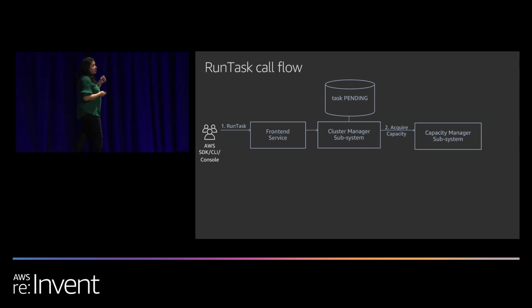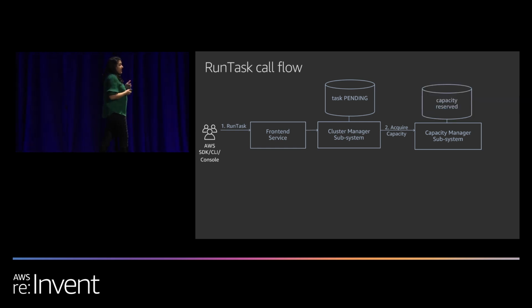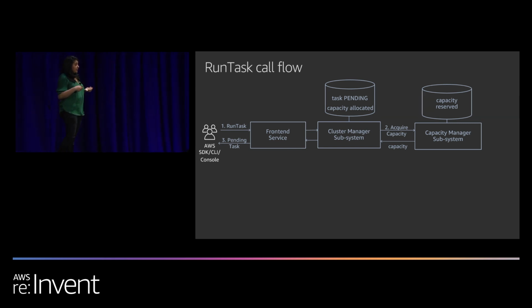The capacity manager service will inspect the pool of instances that are available, pick a specific instance, record that instance as now being reserved for this task so we don't have other requests that end up on that same instance, and return the capacity ID back to the cluster manager service. That gets recorded in the database against the task, and the call is returned back to you with the pending task.